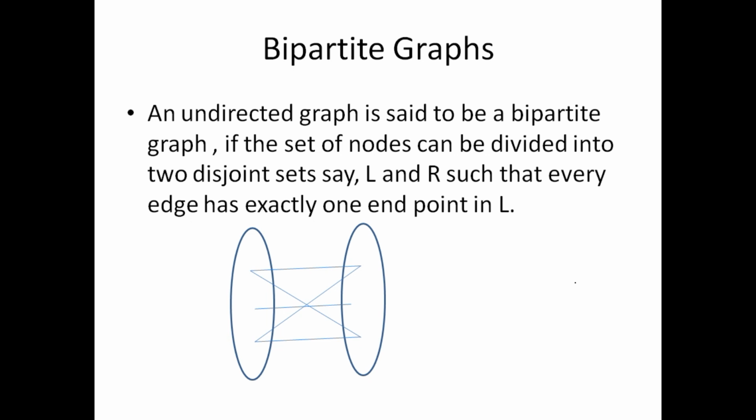So once you partition this set of vertices into L and R, your set V is a disjoint union of L and R, such that if you take any edge, exactly one endpoint should be in L and the other endpoint should be in R. There cannot be edges which are going across the vertices of L. There cannot be edges which are going across the vertices of R. If such a partition is possible, then the graph is said to be a bipartite graph.